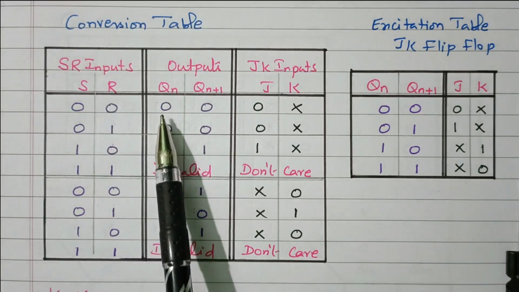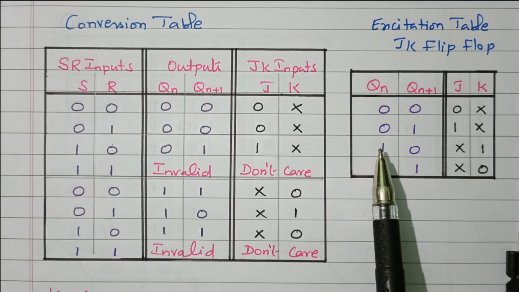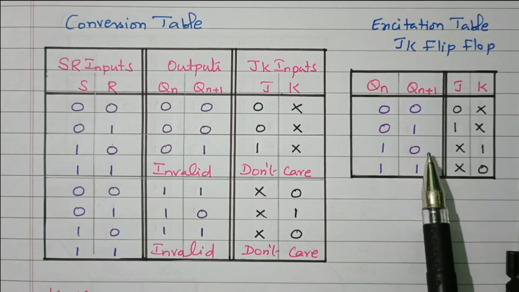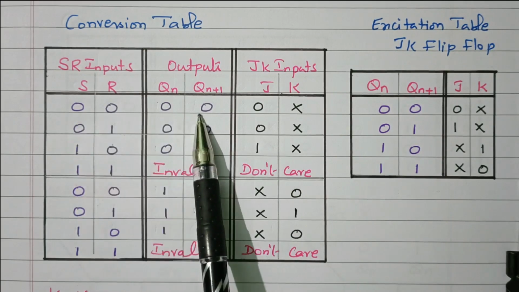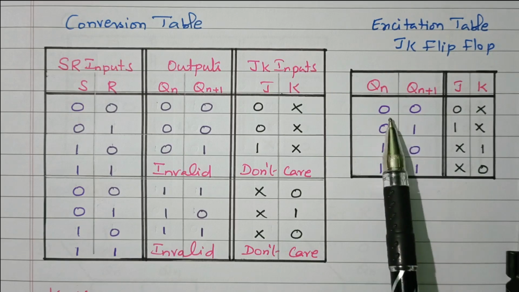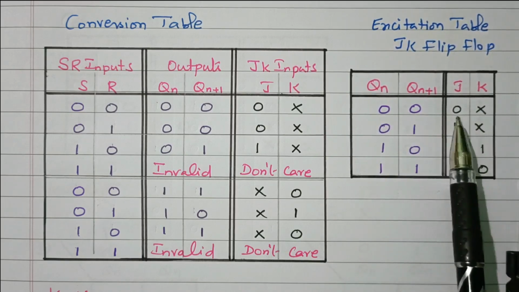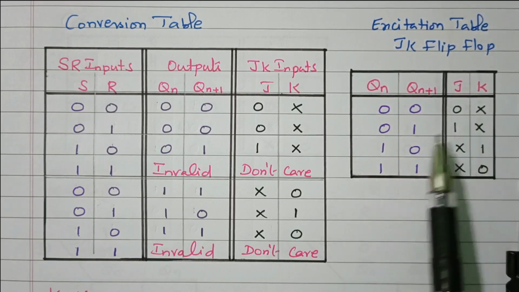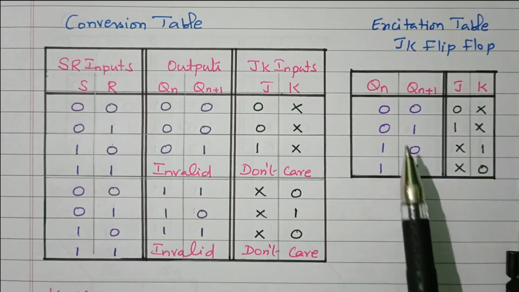So the present state 0, next state also 0, means what is the input? That can be decided from the excitation table of the JK flip-flop. What is excitation table? Truth table means from input we are checking the output. Excitation table means from output, for present state 0 and next state also 0, we are checking what is the input. That is called excitation table. So this is the excitation table of the JK flip-flop.